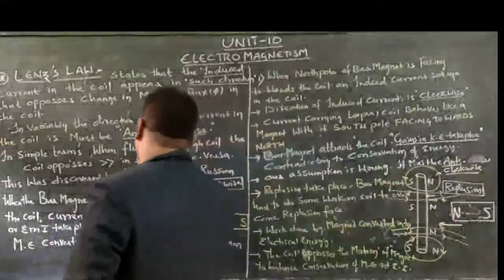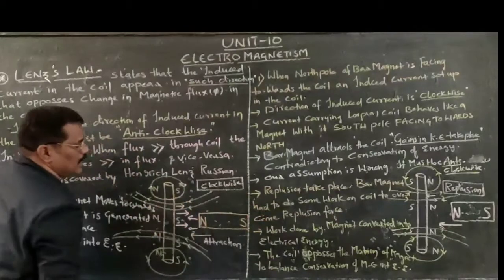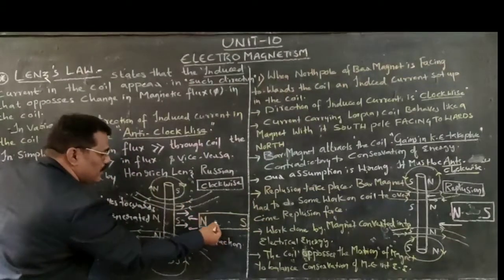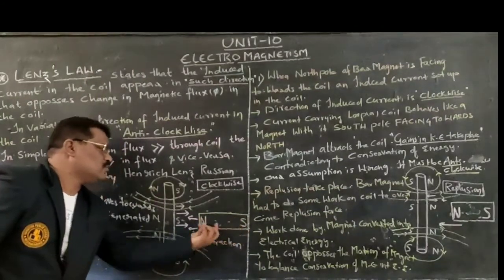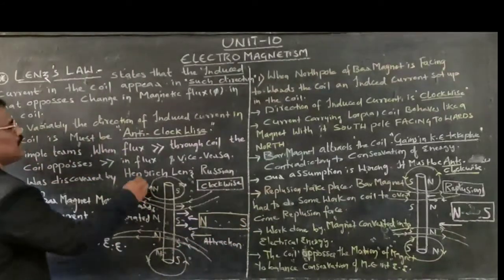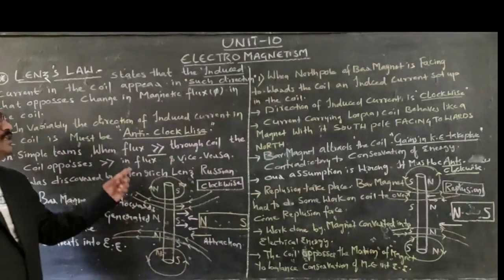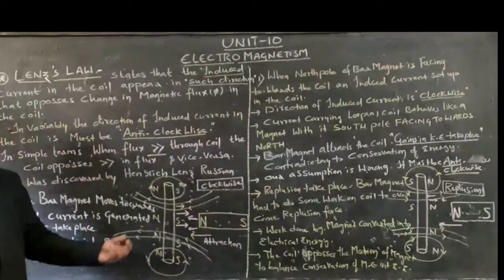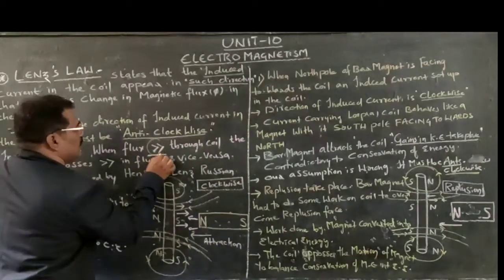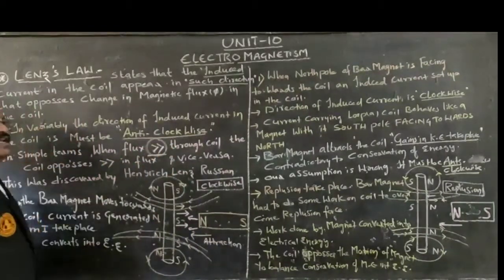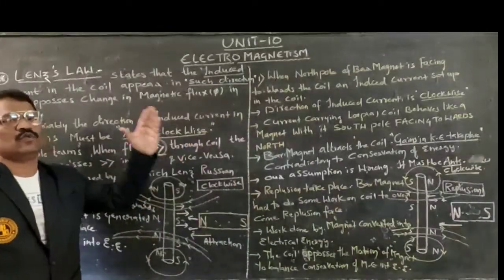What is it? If I take a coil, this is a coil, and a bar magnet such that the north pole of the bar magnet is facing towards the coil, and I allow the bar magnet to move towards the coil, what happens? There will be a variation of flux. Flux may increase as the magnet passes through the coil. That means a change in magnetic flux on the coil takes place. It can take place in two different ways: by increasing the flux, or by decreasing the flux as it passes through the coil.